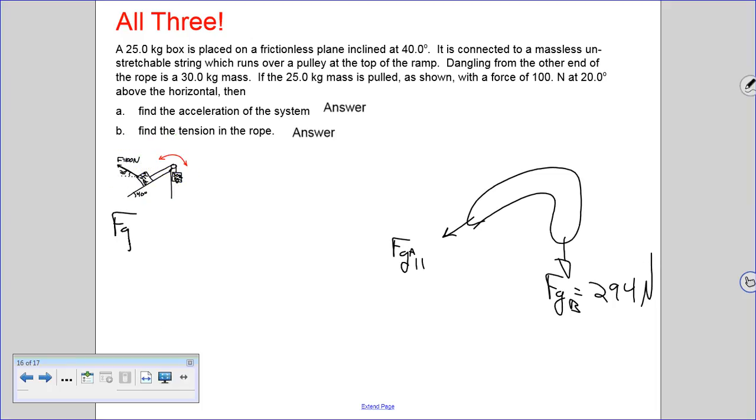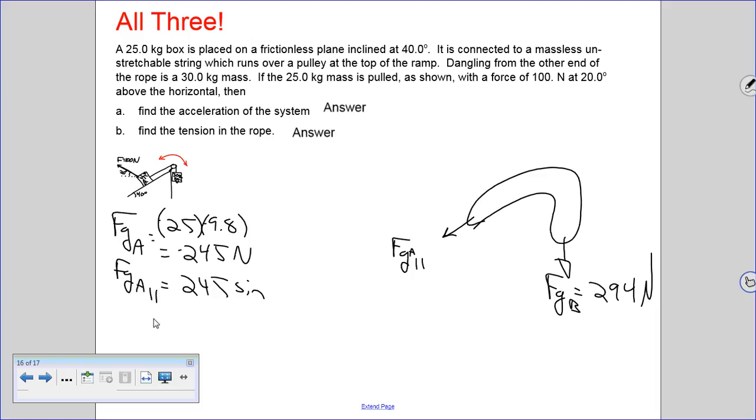So the force of gravity on A is 25 times 9.8, right? So that's 245 newtons. Negative, technically, right? So the force of gravity on A parallel is going to be 245 times the sine of 40 degrees, right? Figure that out. It gives you 157.48. Is that what it says? 48. Thank you.